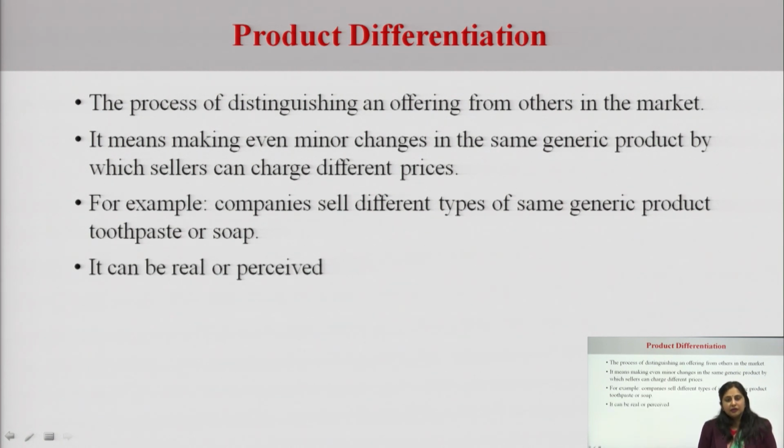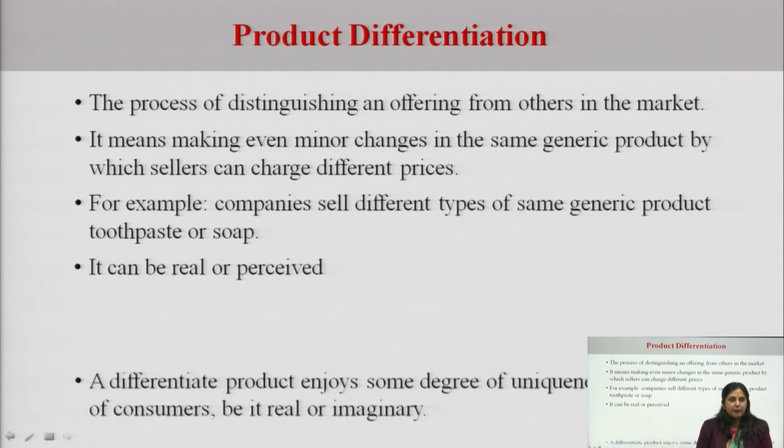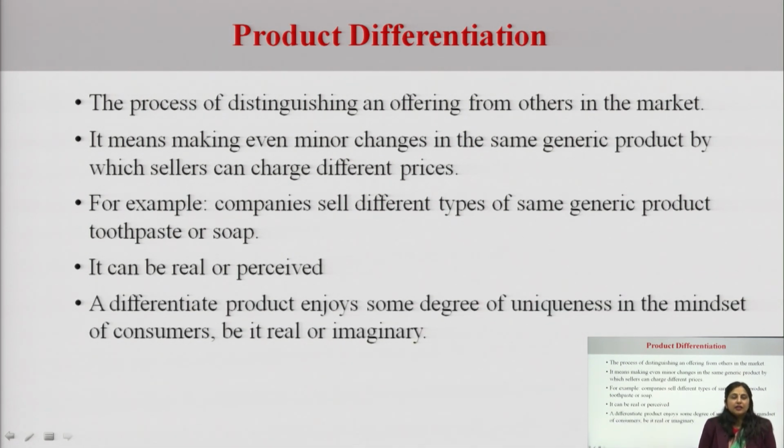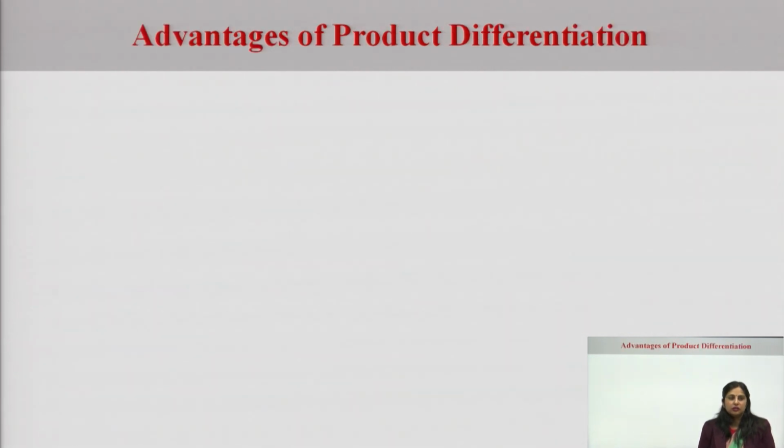It can be real. Real means there is real differentiation which actually exists, or it can be perceived. It means it is not there, but it is only in the minds of the consumer because of the branding of the product. Like when we taste Coca-Cola and Pepsi, the color is similar, the taste is similar, but it is different in the minds of the consumer only. So, a differentiated product enjoys some degree of uniqueness in the mindset of the consumers. It can be real or it can be imaginary.